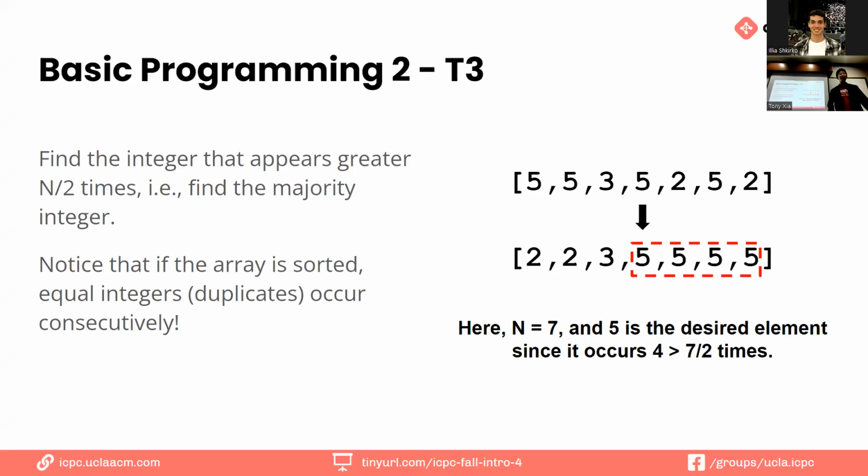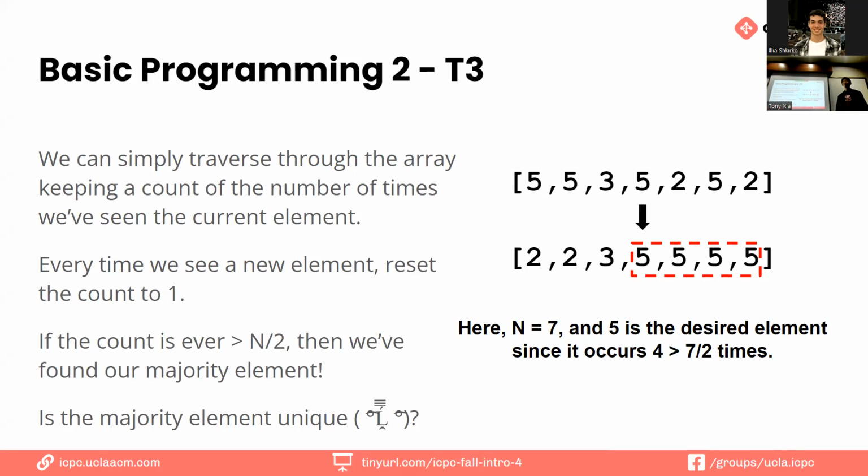Okay, so how's everyone doing in this task? Doing good? Basically, we use the same idea from task 2. If 2 numbers are the same, they're adjacent. So if there's a majority element, they're all clumped up together in one consecutive chunk. So after sorting the array, we can simply traverse through the array, keeping count of the number of times we've seen the current number. If this number is greater than n/2, then we found the majority element. If it's never greater than n/2, then we know that there's no majority element.